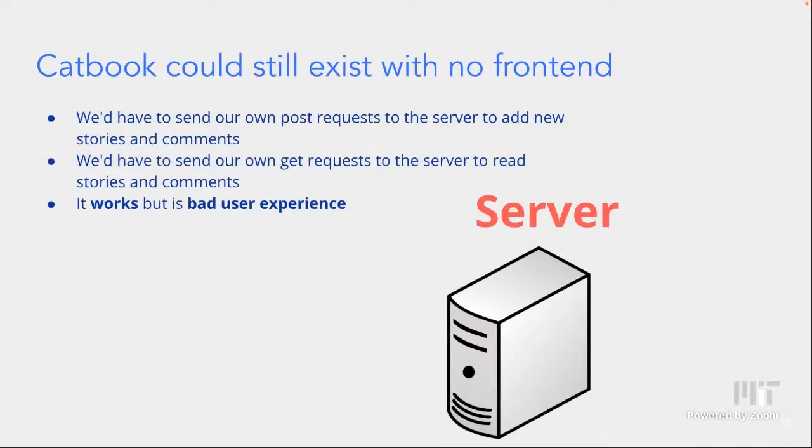So one thing to note from here is that you don't actually need a front end in your website, in the sense that the backend has all the functionality. So if you really wanted, you could use Catbook by just manually sending over the post requests and the get requests. Rather than logging onto the website to see all of the stories, you could just make a get request to the server and get them yourself. You don't need to use the website.